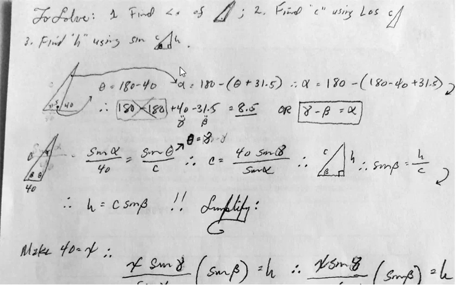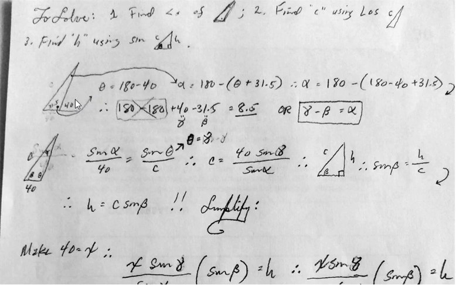Alright, so let's go through this to solve. First, we have to find the angles of that triangle. Not the entire right triangle, but just a little sliver of the triangle where we have our angles and our side. Second, we have to find C using the law of sines. And then finally, we'll find H using the typical sine of the angle, opposite over hypotenuse. I'm sorry, the height over C. So let's go through this.